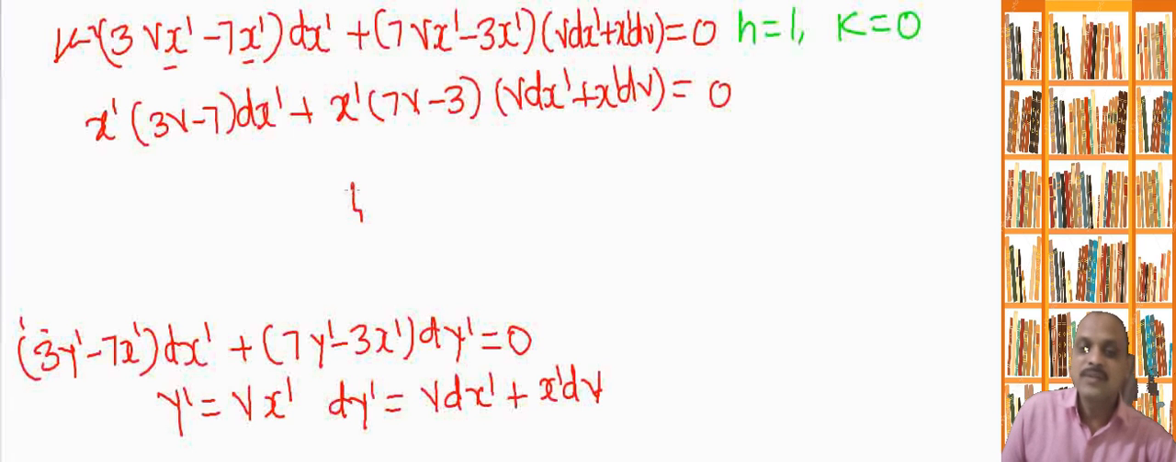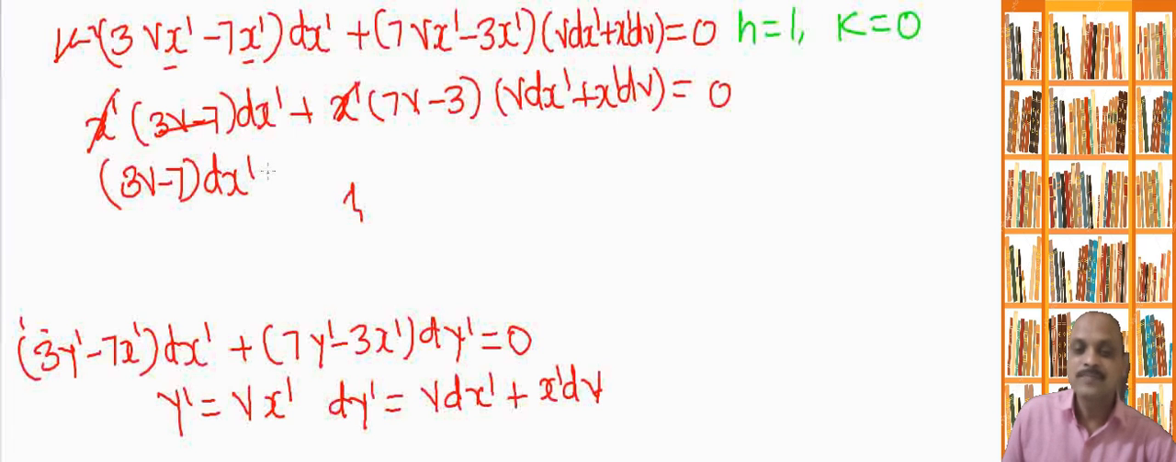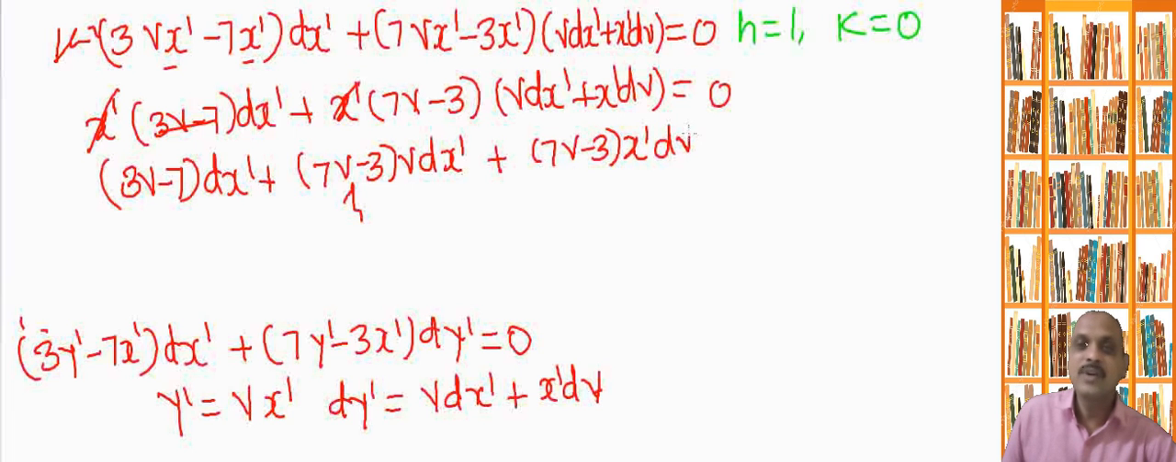So here you can see that we can take x' as a common term again and cancel. So we remain with (3v − 7) dx' plus again let us multiply (7v − 3) v dx' plus (7v − 3) x' dv = 0.